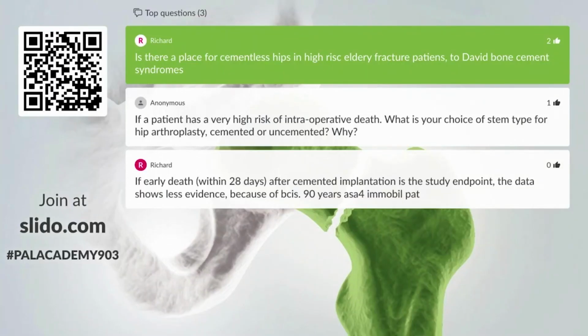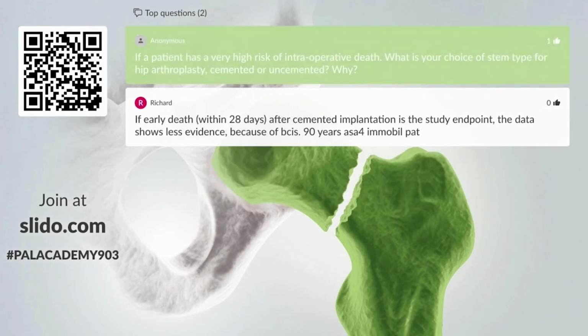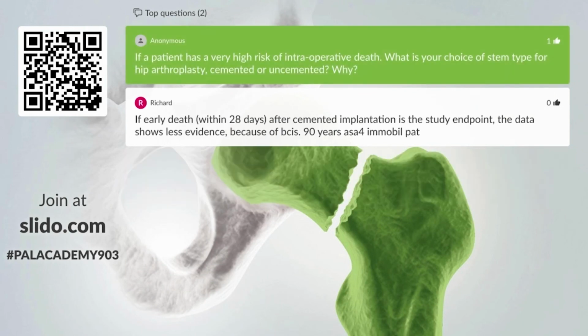Okay. The next question is, if a patient has a very high risk of intraoperative death, what is your choice of stem type, cemented or uncemented, and why? Well, I just like cement and I use cement in everything. So I guess I'm biased. So let's ask the people who are not so biased. Niels, Paul, Sokchen?